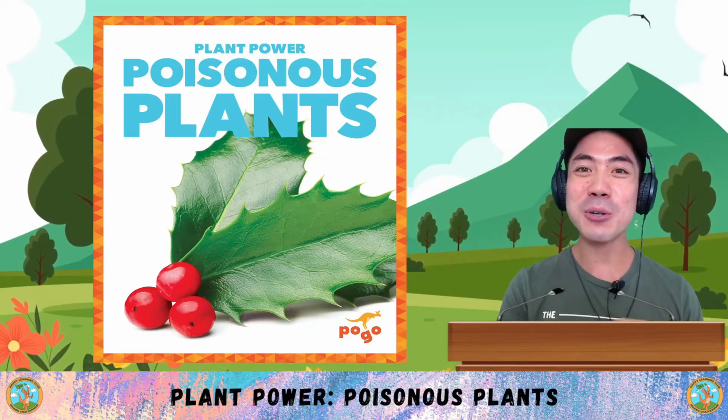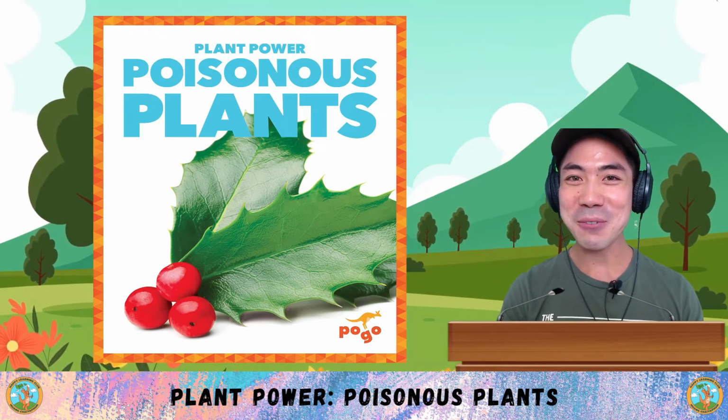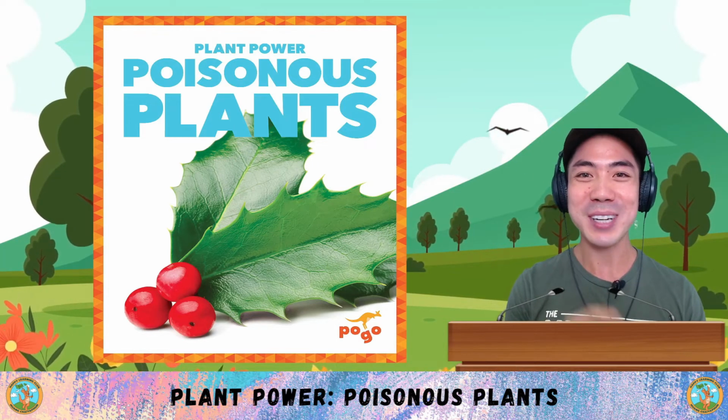For the next 4 weeks of social studies, we are learning all about plant power. Today, we are learning about poisonous plants with this book by Mary Stu. Let's go!